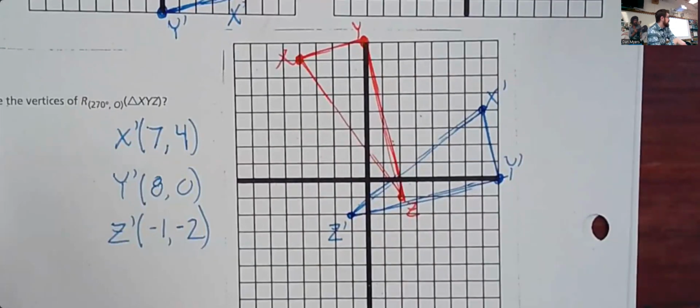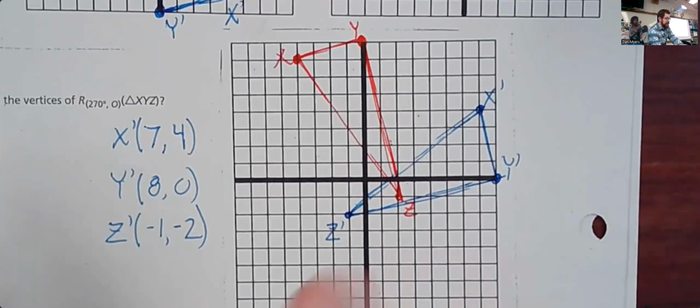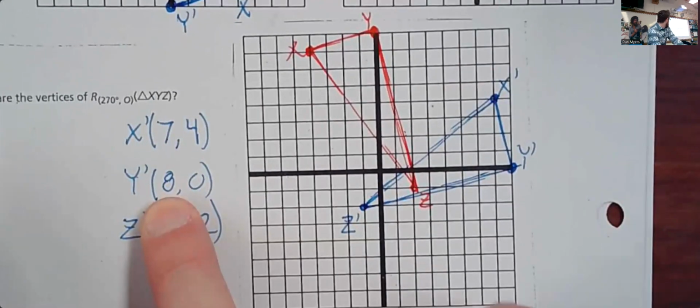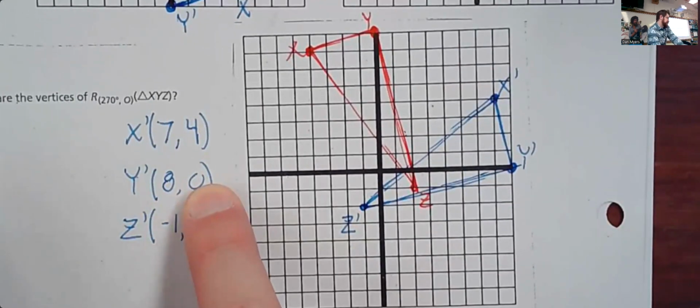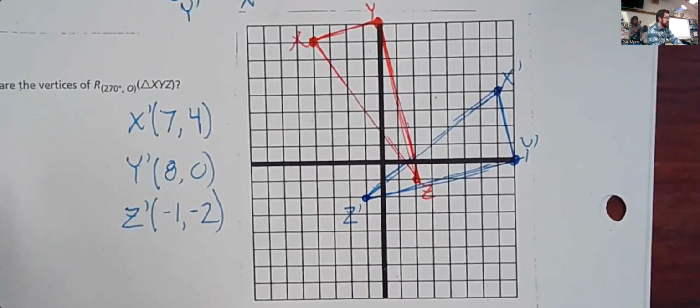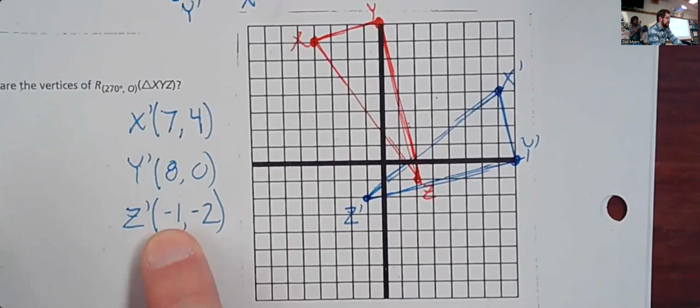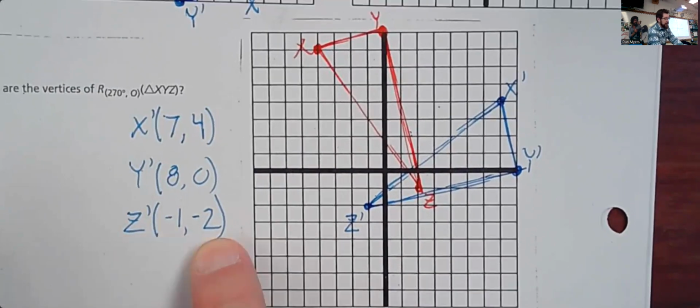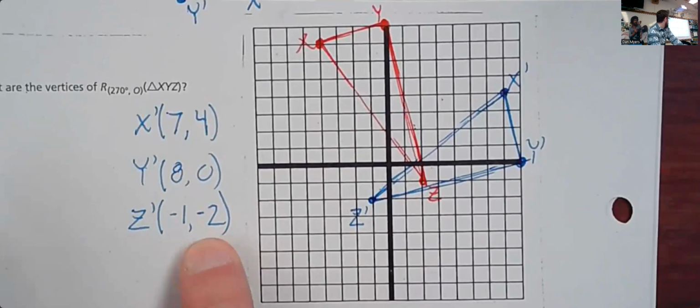And then we do the same thing for the other two. Bring the y value of 8 into the x position, move 0 to the y position, and then take its opposite, which is still 0. So that's 8, 0. And then for z prime, take -1, which was the y value, move it to the x position here. Take 2, move it to the y position, and then take the opposite. So it becomes -1, -2.